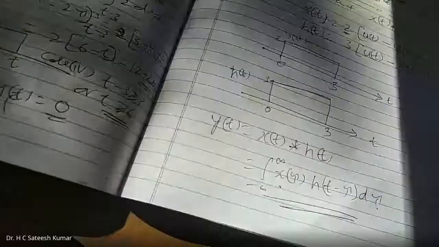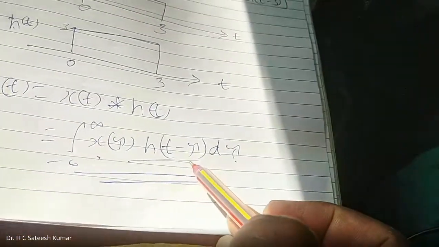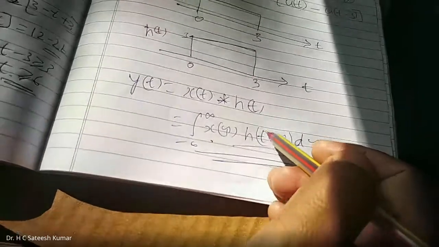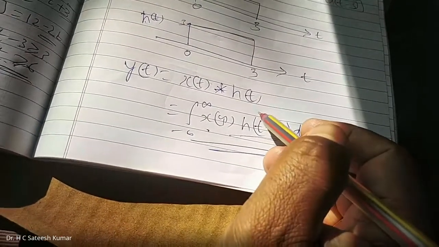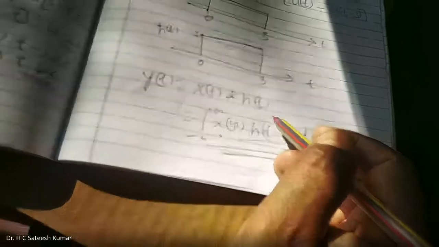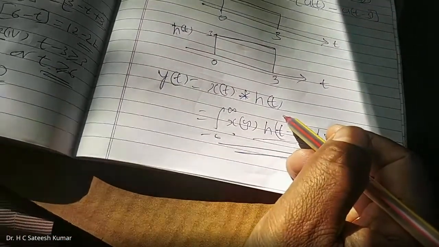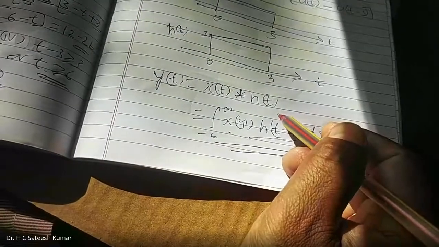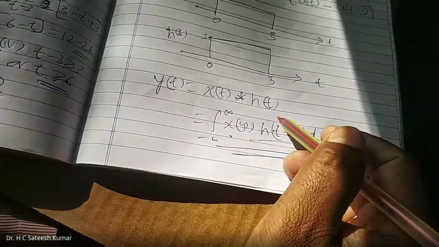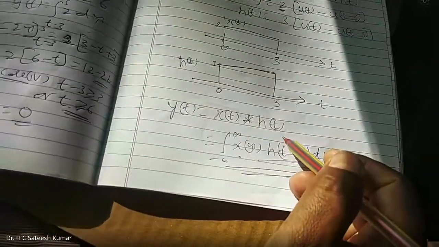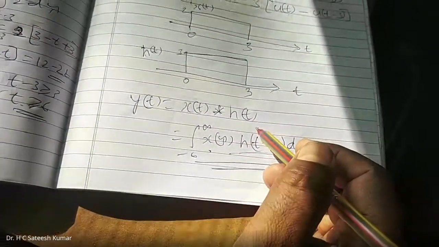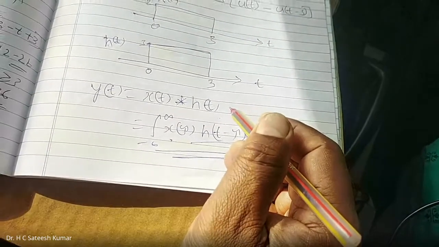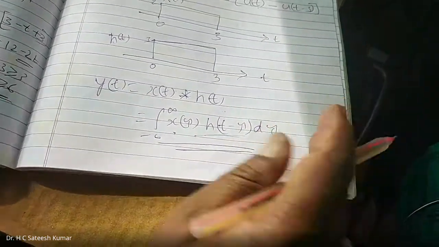According to this equation, you'll have to shift h of minus tau from minus infinity to plus infinity. To shift, I'm using an operator t. Depending upon the value of t, whether you have shifted left, right, or no shift, we can easily understand. When t is equal to 0, no shift, only fold. When t is positive, right shift. When t is negative, left shift. Since the integration is from minus infinity to plus infinity, we should shift the second signal from minus infinity to plus infinity. Right?